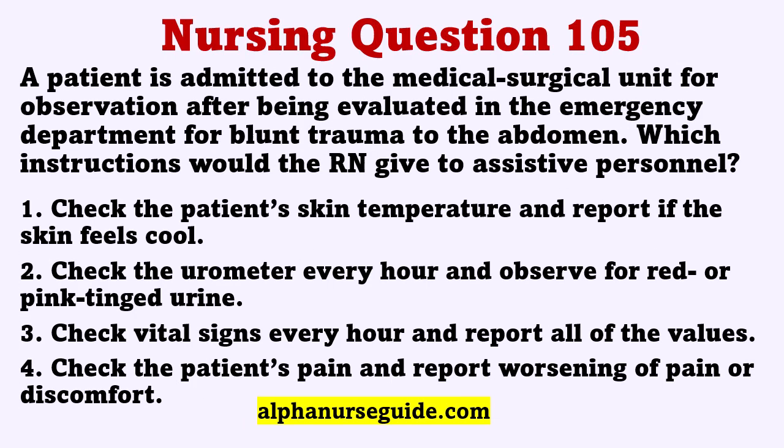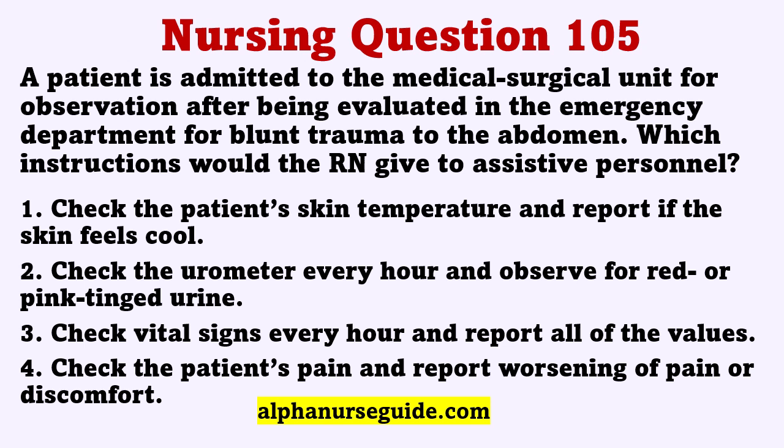A patient is admitted to the medical surgical unit for observation after being evaluated in the emergency department for blunt trauma to the abdomen. Which instructions would the RN give to assistive personnel? 1. Check the patient's skin temperature and report if the skin feels cool. 2. Check the urometer every hour and observe for red or pink-tinged urine. 3. Check vital signs every hour and report all of the values. 4. Check the patient's pain and report worsening of pain or discomfort.